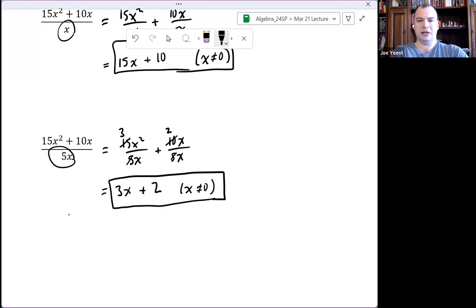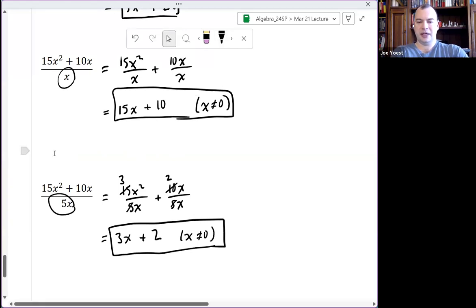And so this is what we'll build off of next time when we come back. And then we'll move into what happens, how do things change, and they do change substantially. How do things change if we have a binomial in the denominator instead of a 5x, like a 5x plus 1 or something like that? And that is a pretty substantial change.